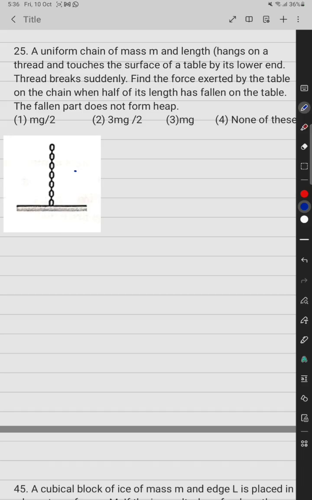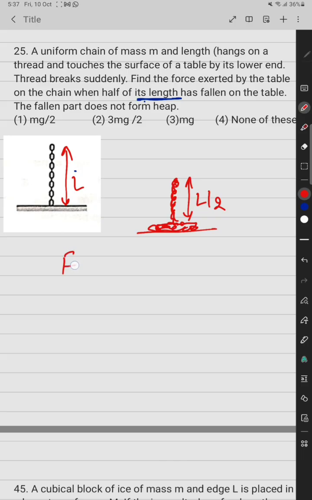A uniform chain of mass m and length, suppose L, touches the surface of the table by its lower end. The thread breaks suddenly. Find the force exerted by the table on the chain when half of its length is on the table. Suppose the total length is capital L, then half the length of the chain is on the table and half has fallen. This half length is moving with some velocity, that is L by 2.